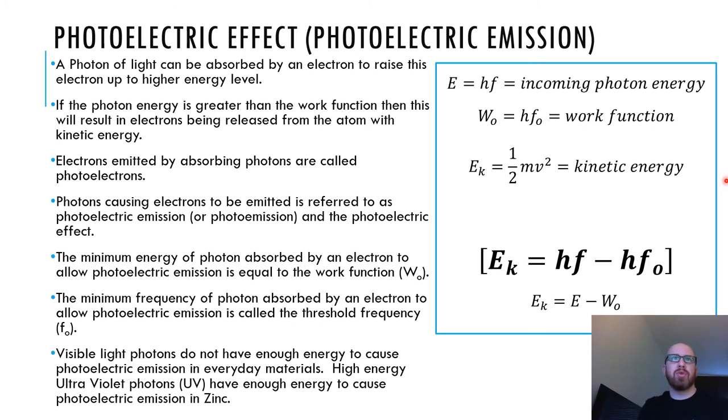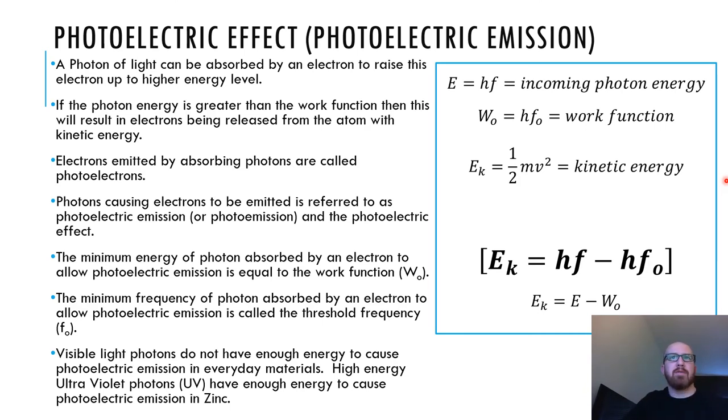Electrons emitted by absorbing photons are called photoelectrons. There's quite a few little terms here. If an electron is emitted because a photon was absorbed, it's called a photoelectron. Photons causing electrons to be emitted is referred to as photoelectric emission, or simply photoemission, and it's also known as the photoelectric effect. Photo for photon, electric for electron, emission for emitted.